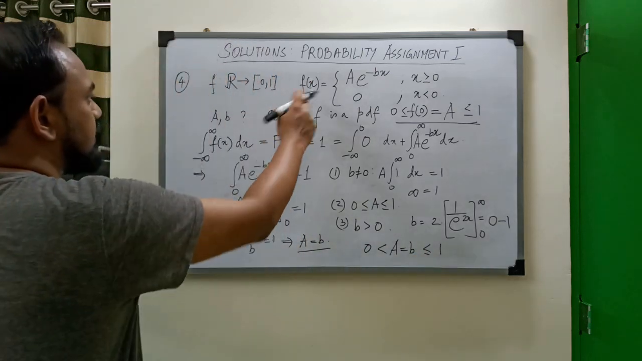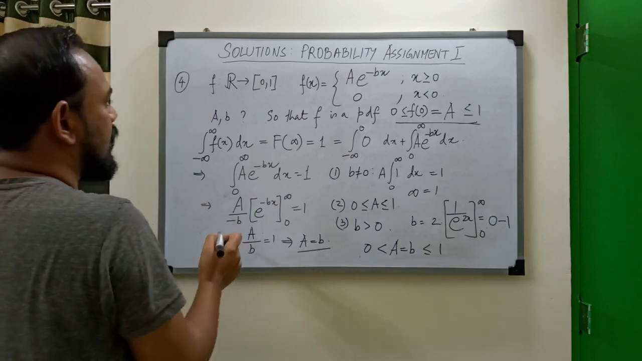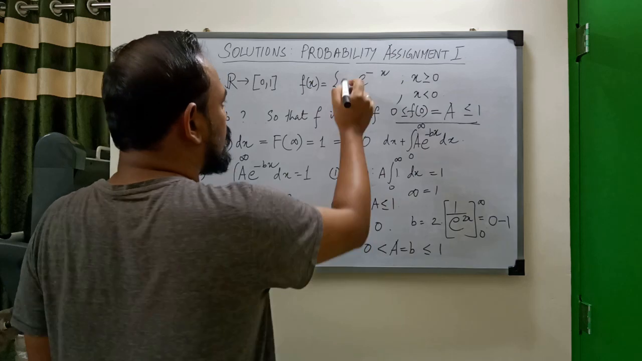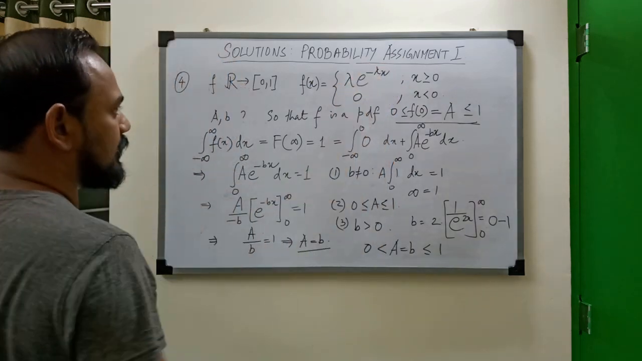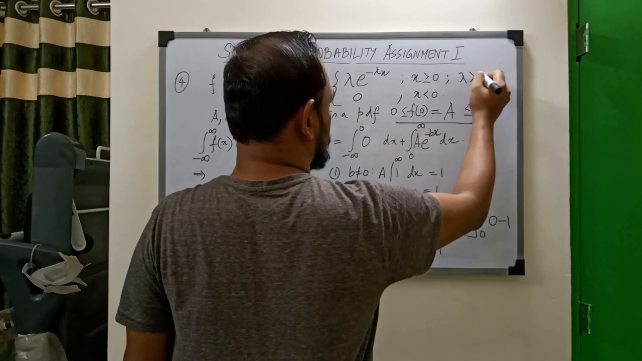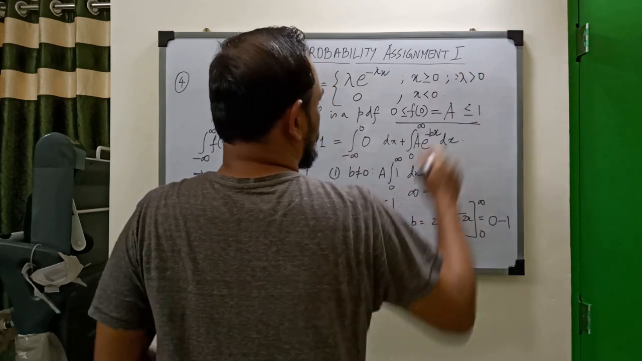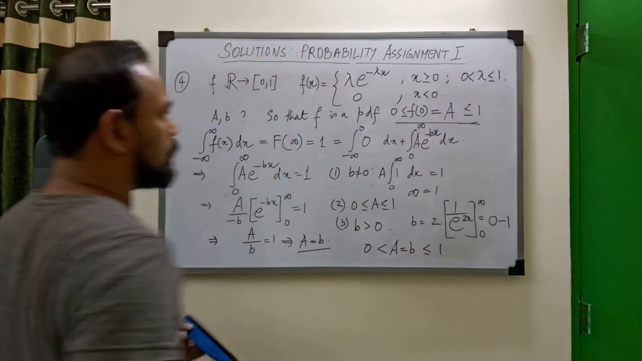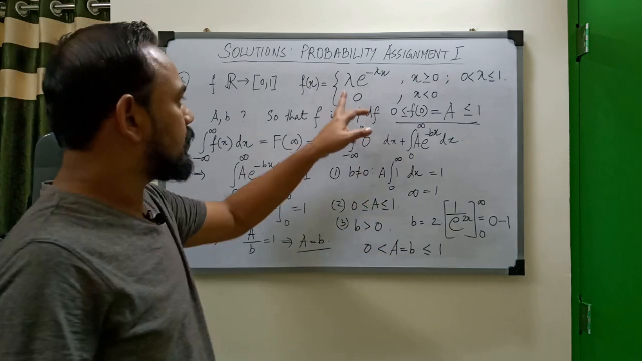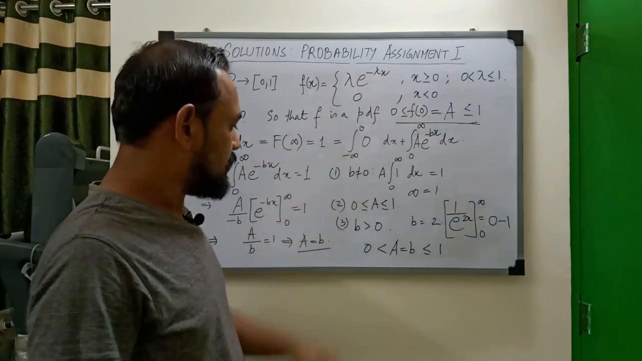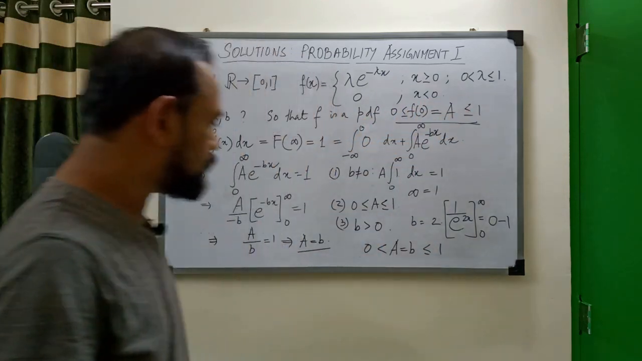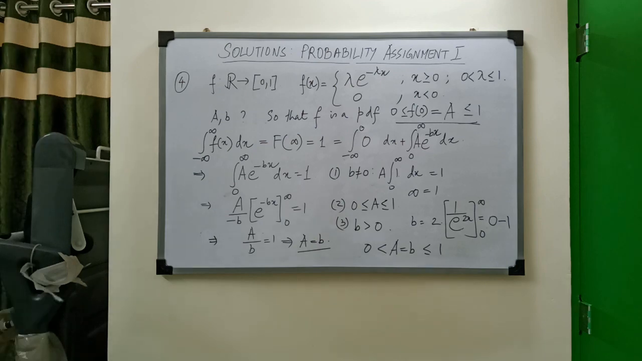So really, for this problem to be a PDF, it has to be something like this. For example, if I call both of them lambda, since they're equal, they will have to be like this, where lambda is a positive number and is less than or equal to 1. So capital A and small b are equal, like that. That's the range. For these values, this will be a PDF. Okay, we'll do the last one.